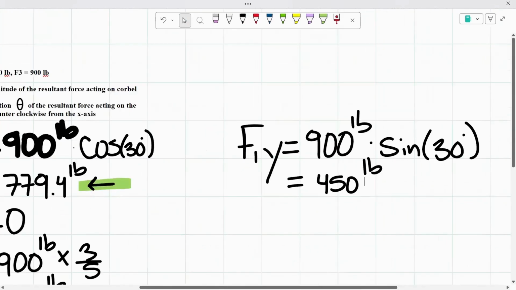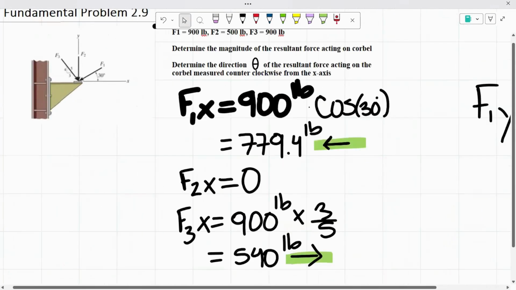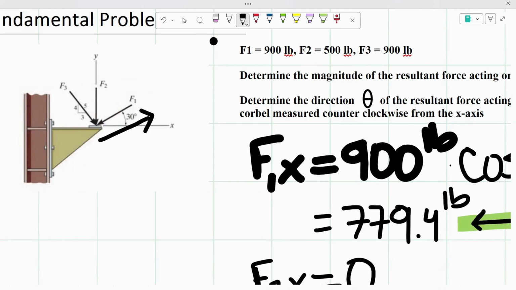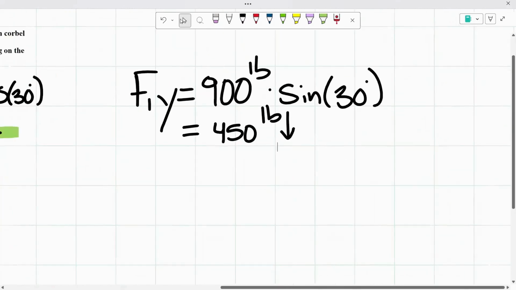Just like how we did with the horizontal components, we're trying to figure out if this force is now going up or down. And as you can tell, this force is going downwards by the arrow, because going upwards, the arrow would be pointing slightly up, but here it is pointing down, so that is 450 pounds going down. So that's the vertical component of F1.